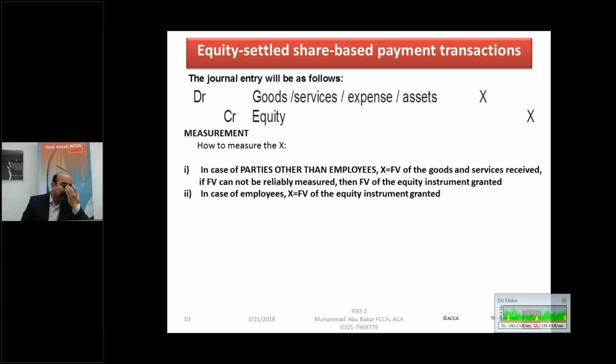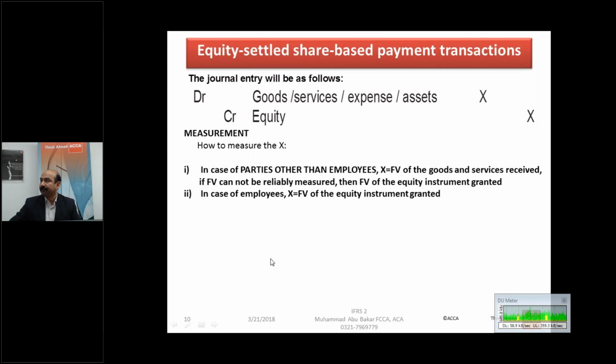The only difference is, in case of employee, at grant date, you will calculate the fair value of the equity instrument granted and credit this amount, the same amount will be debited. But in case of parties other than employees, the starting point is that very asset, that very expense, that very stock. You will be debiting with the fair value of that goods, stock or asset. The same amount will appear against the equity account. So this is, in fact, the initial journal entry for initial measurement.